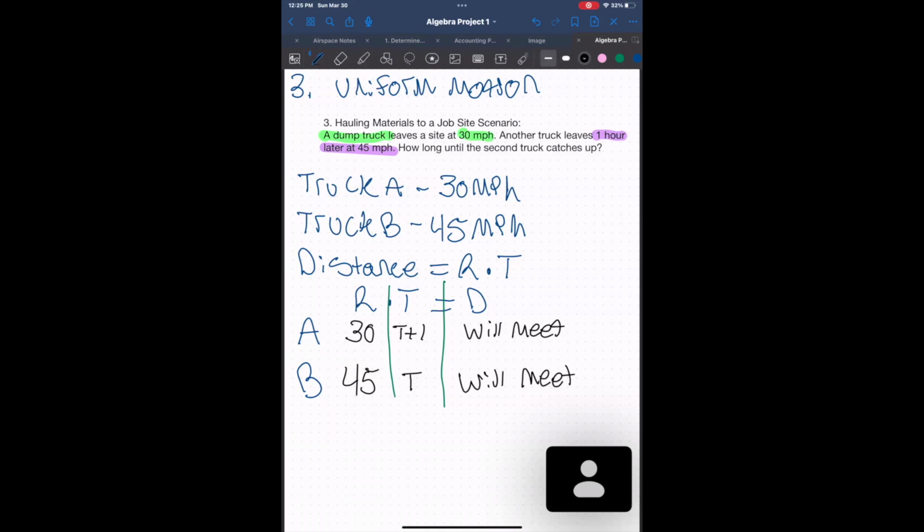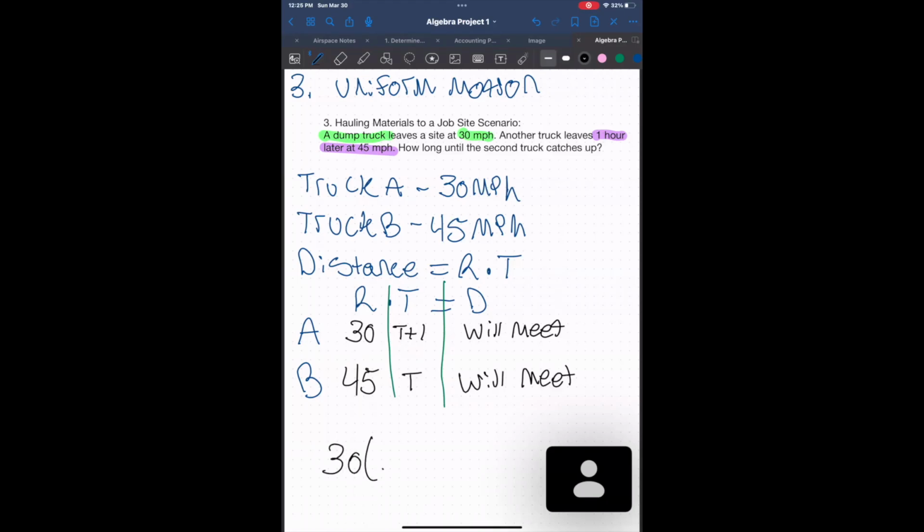And again, we know the distance is equal to rate times time. We don't have time besides number A. We know that it's time plus 1 in comparison to truck B. So we can set them equal to distance because they will meet. So this one's a little bit tough to work together in your head, but it's going to look a lot like this.